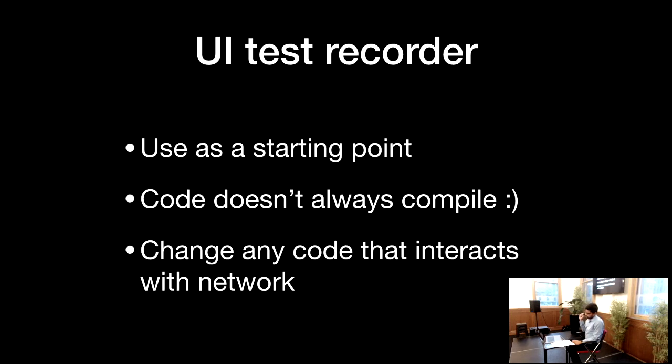So the first one, the UI test recorder. It's a great place to start if you haven't done much UI testing and if you're spinning up a new UI test suite. It's a great way to also get a feel for the accessibility hierarchy of your app. So what I find myself doing is that whenever I use a recorder, I start things up and then I factor out the code that's generated as I boot up the test suite. Now, just a forewarning that the auto-generated code does not always compile.